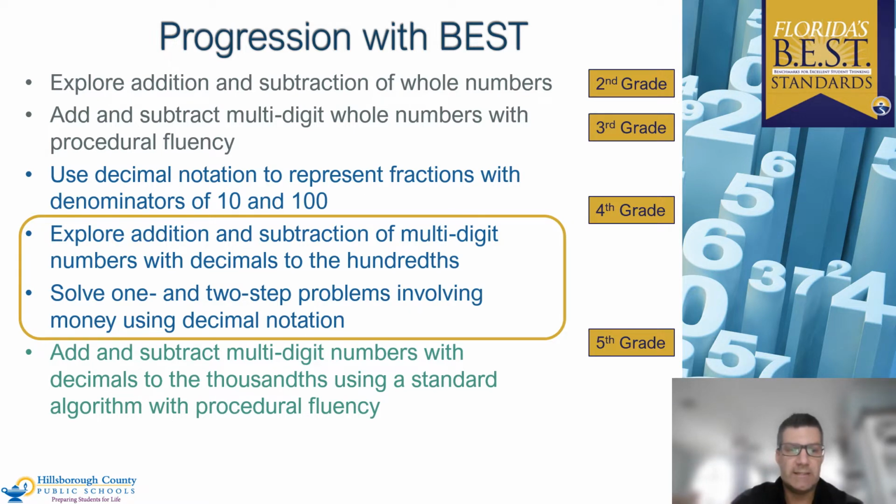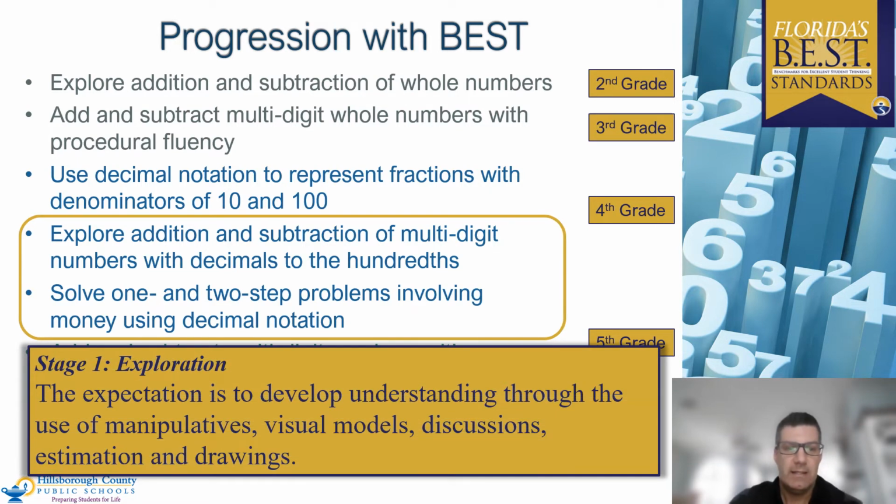In fifth grade, students will move into the thousandths place, and notice fifth grade says that is where students are using a standard algorithm with procedural fluency. So in fourth grade, we are really working in this fluency stage 1 of exploration. That is where students are using manipulatives, visual models, good discussions, estimation, which they should always be doing, and drawings to really explore what it means when we're adding and subtracting with decimals. We're not jumping into any kind of standard algorithm in fourth grade. That is the goal of fifth grade.